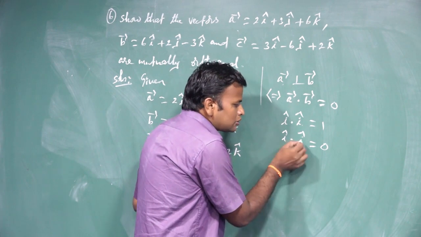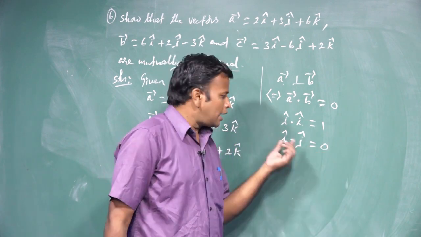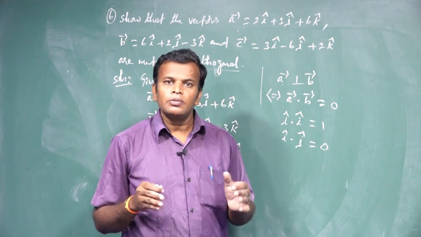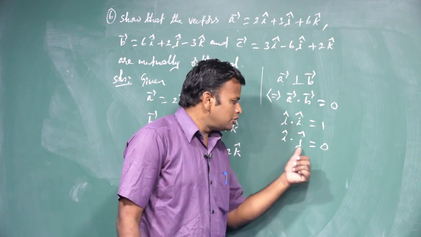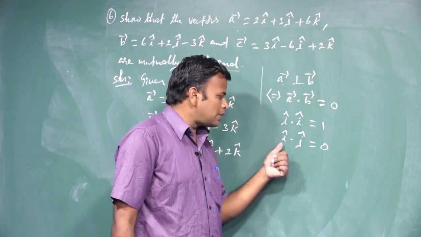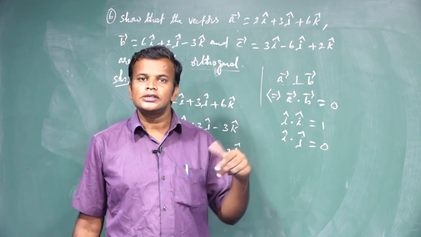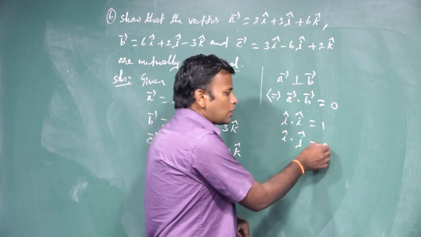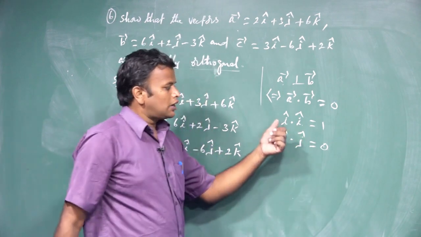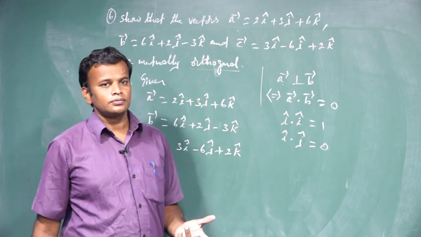And suppose i cap dot j cap, how does it become 0? Using the same formula, i cap dot j cap is modulus i cap, modulus j cap, cos of the angle between these two caps, which is 90 degrees, pi by 2, because i cap lies on the x axis and j cap lies on the y axis. So the angle is pi by 2, and cos pi by 2 value is 0. You know already very well. So I explained i dot i value is 1 and i cap dot j cap value is 0.